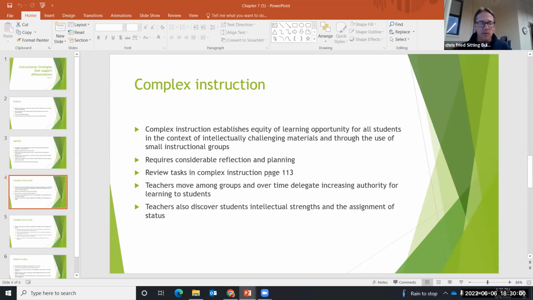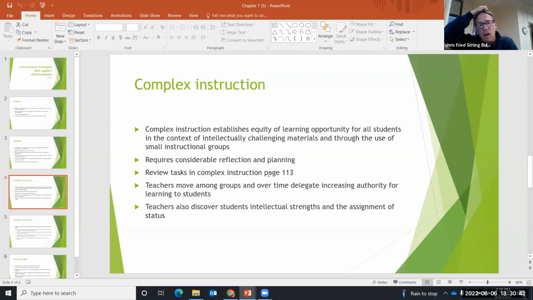Another component it talks about here is complex instruction, and like I said, it has a lot of examples on complex instruction. What this does is it typically requires students to work together in small groups, and draws upon the intellectual strengths of each student in the group. It's open-ended. It's usually intrinsically interesting to students, whatever the concept might be. If it's intrinsically interesting, meaning that they're motivated or it's an interest to them, right?